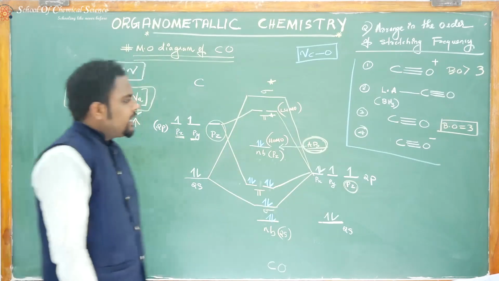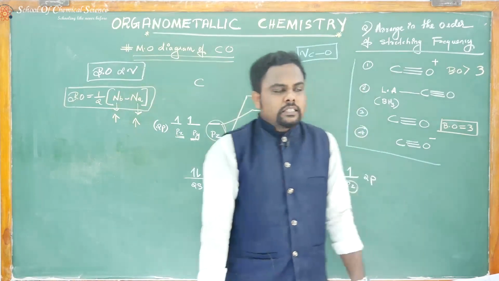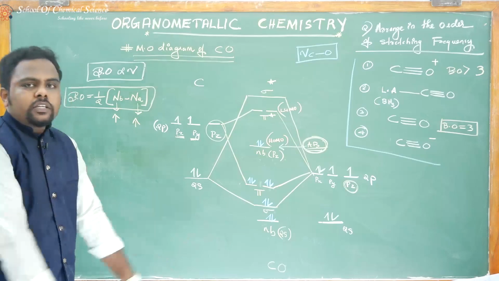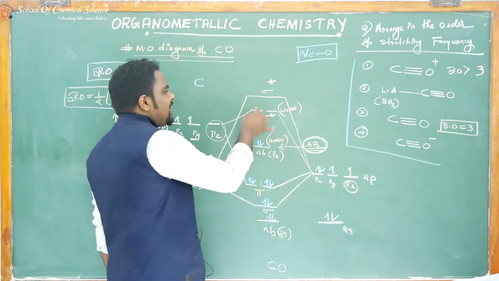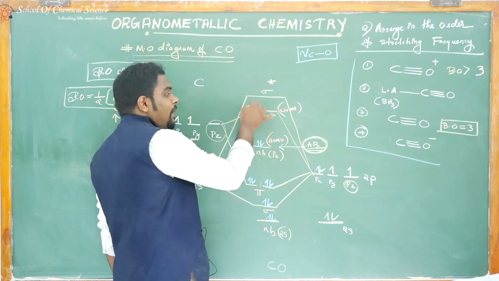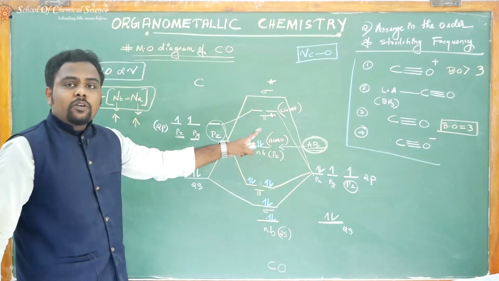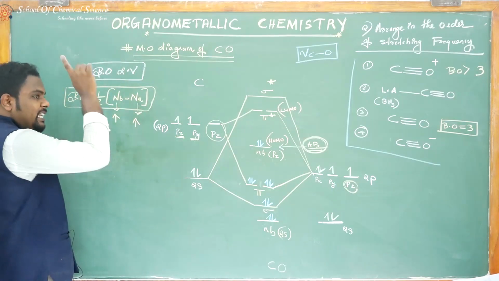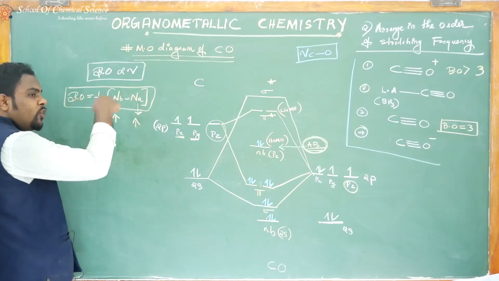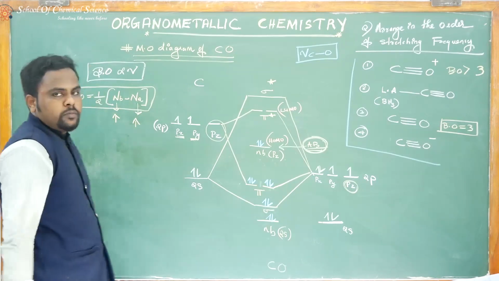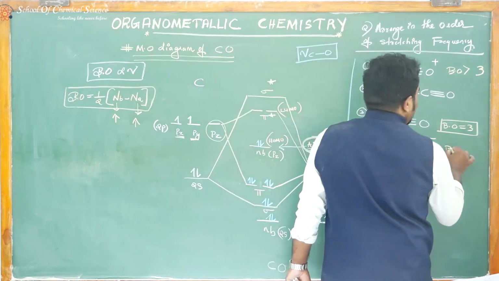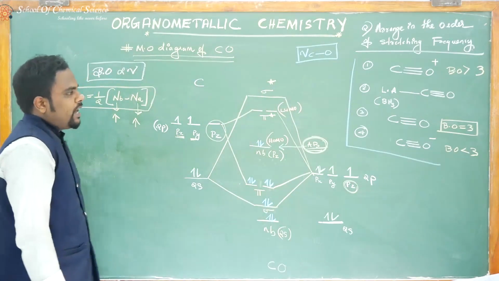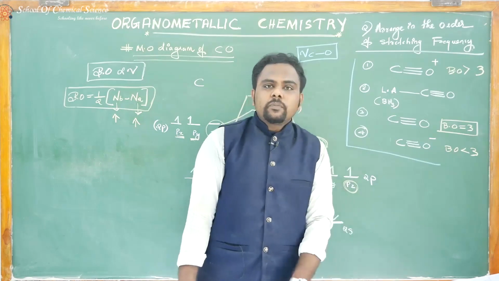Then here, C triple bond O minus. Minus means one more electron is added to the LUMO, which is a pi star orbital, an anti-bonding orbital. So when number of anti-bonding electrons increases, bond order decreases. So definitely here bond order is less than 3.